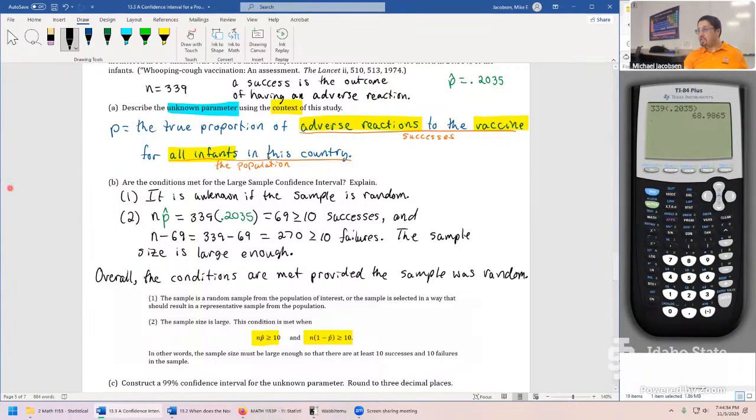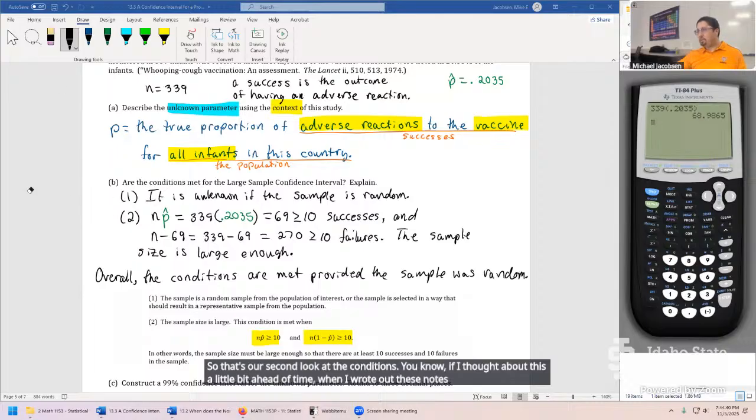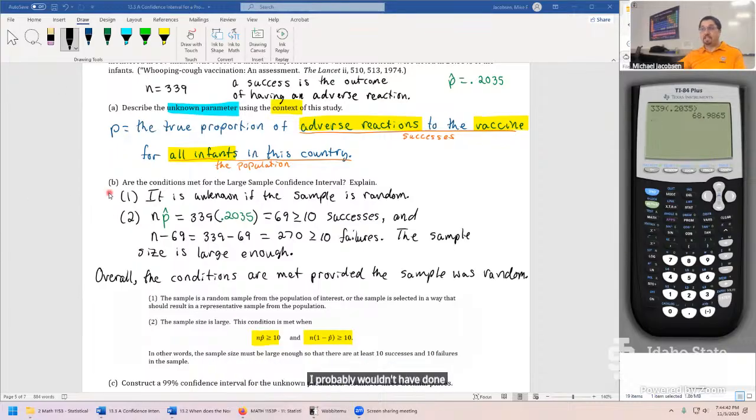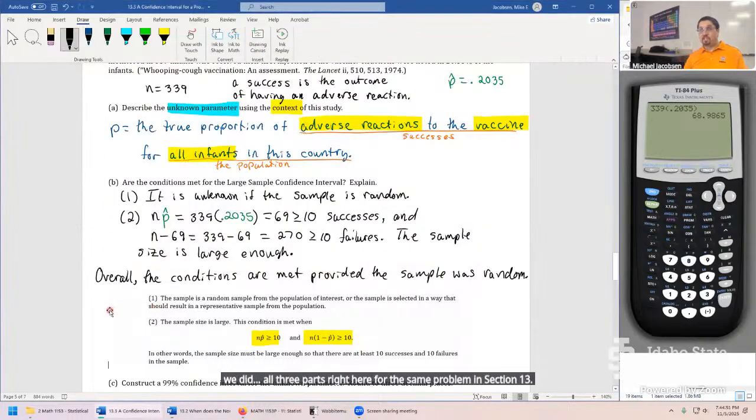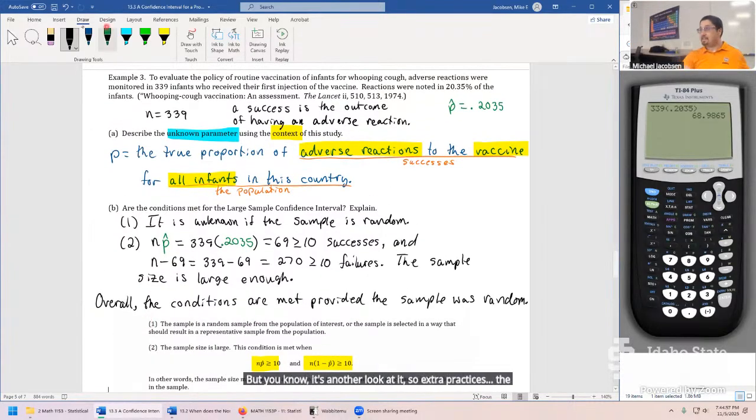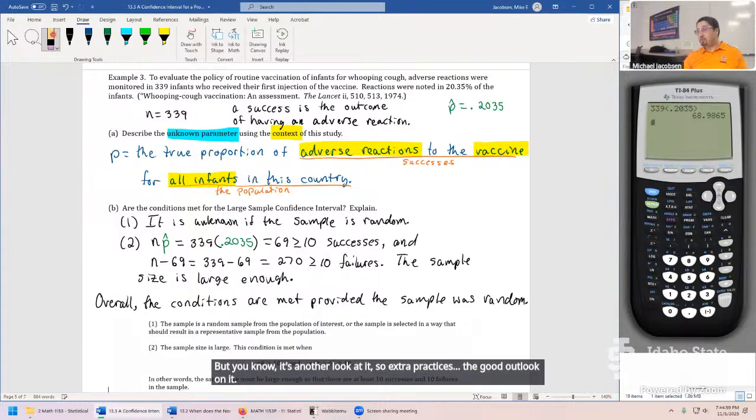So that's our second look at the conditions. If I thought about this a little bit ahead of time when I wrote out these notes, I probably wouldn't have done the part B on this one because we did all three parts right here for the same problem in section 13.2. So it is a little redundant. Sorry about that. But it's another look at it. So extra practice is the good outlook on it. Any questions at all, folks, with part B?